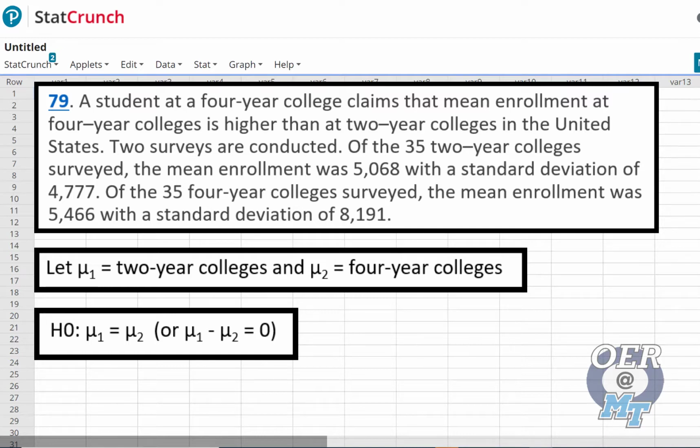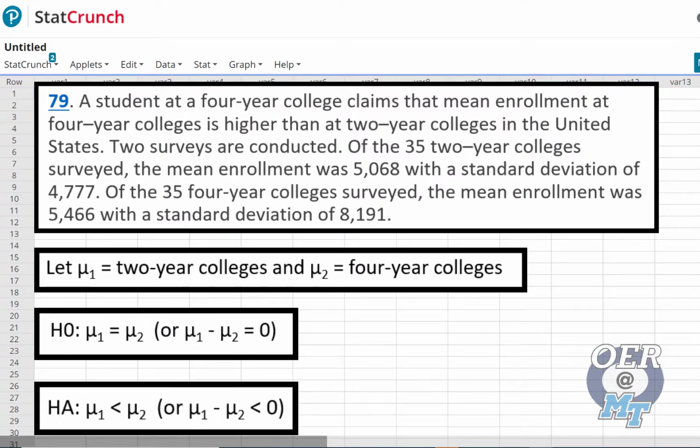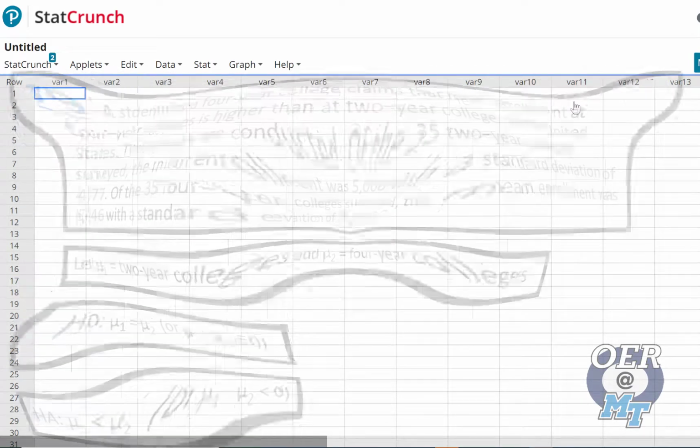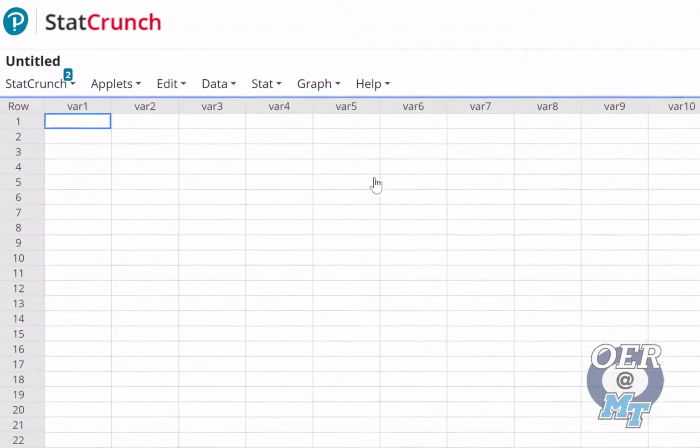For HA, you've got to be a little careful here, particularly by the way I've defined mu1 and mu2. So mu1 is the two-year colleges, and mu2 is the four-year colleges. So mu1 is less than mu2, even though it says higher than. Look at what's higher than. The claim is that four-year colleges are higher than two-year colleges. So that's why my inequality is going the direction it is. Now that I have that stated, let's go ahead and turn to StatCrunch.